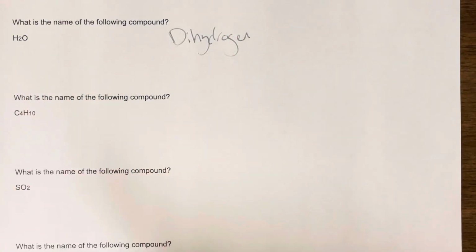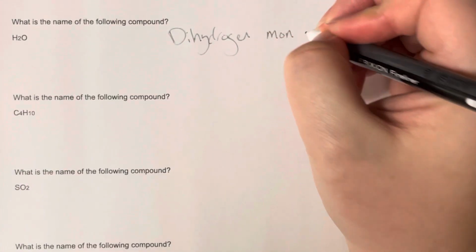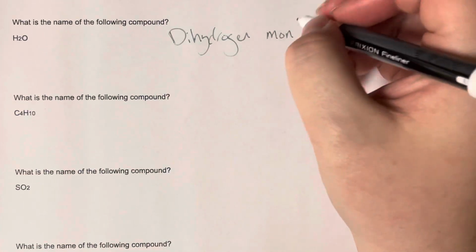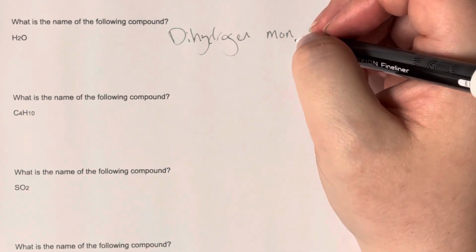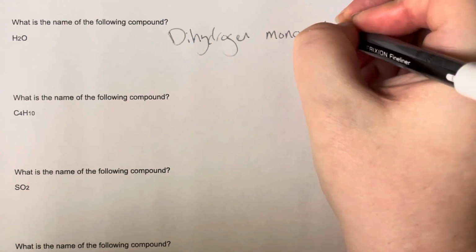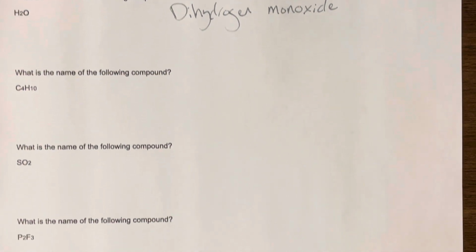And then oxygen's invisible subscript is 1. Oxygen is in the second position and it has a subscript of 1, so it gets to be very special and use the prefix mono. And oxygen needs to change its suffix to "-ide," so this is going to turn into monoxide. So dihydrogen monoxide is the correct name for that compound.